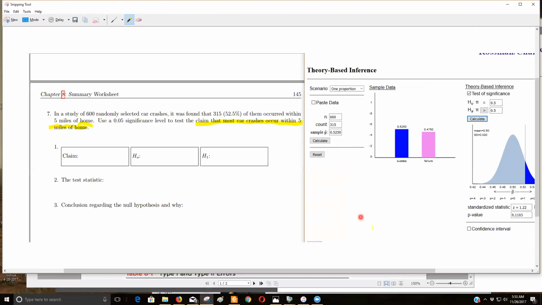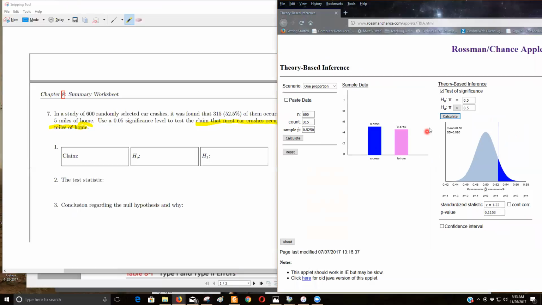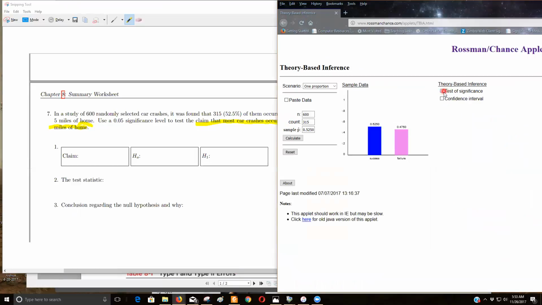Okay. Maybe before I stop this video, let's calculate the confidence interval for this situation. Let me come back here and check confidence interval. Let's do a 95% confidence interval. Do you see how that 95% confidence interval captures 0.5? Because of that, that supports our decision. This says we're 95% confident the true proportion of accidents that happen within 5 miles of home is between 48.5% and 56.5%. That captures the 0.5 or the 50% figure. So we couldn't reject H0.